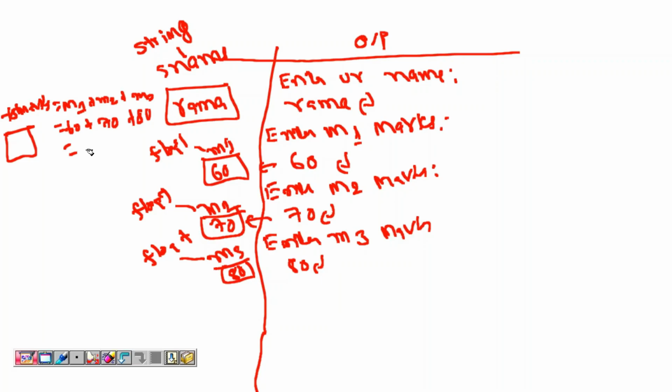What is the value? 60. 210, sir. I think 130, 210. 210, you have to assign into here. So this is what variable? Total marks. Total marks over.